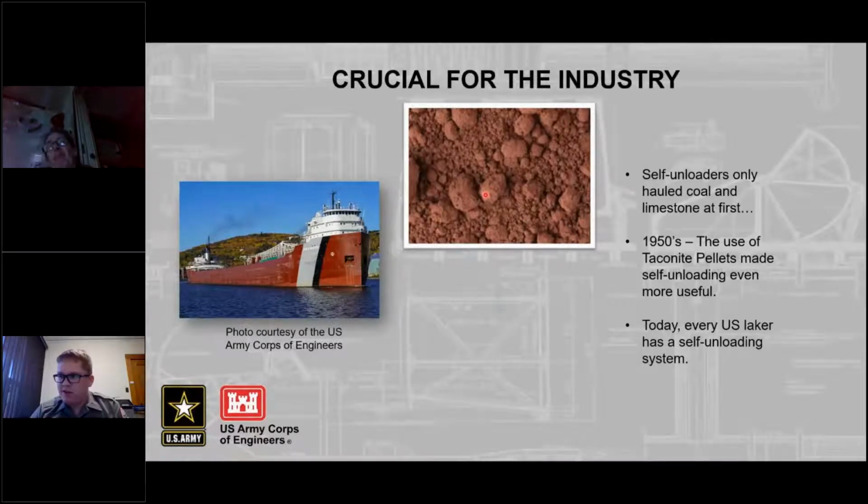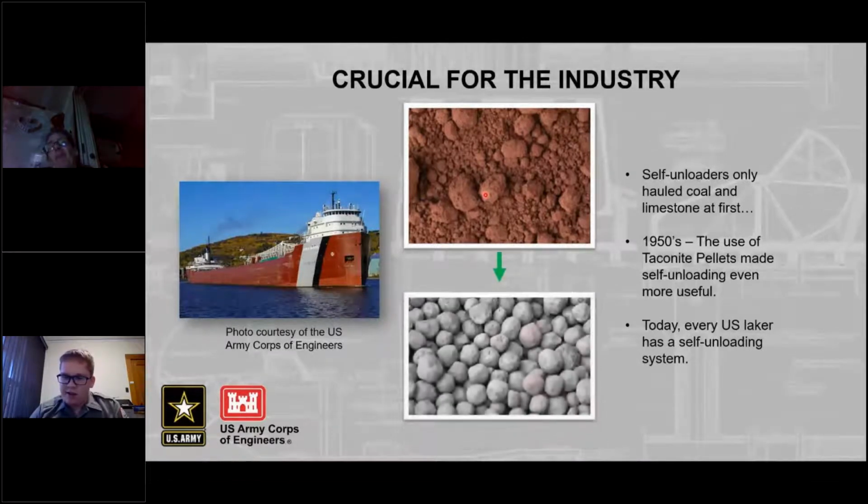Once taconite pellets began to dominate the industry in the 1950s and 1960s, it was discovered that self-unloaders could carry and unload the cargo efficiently. In the 1980s, it was almost crucial to have self-unloading systems on board ships to keep them more competitive. Any older ships that lacked those self-unloading systems would eventually be scrapped or retired because they weren't able to make money as efficiently. Today, all operational American ships on the Great Lakes, like the James R. Barker, have self-unloading systems.